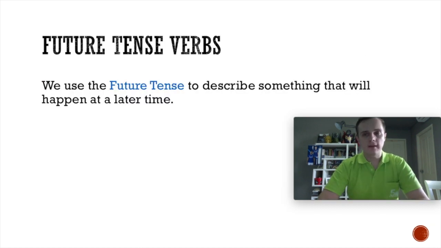So as well as present tense, which describes something that happens now, and past tense, which describes something that happens before now, we use future tense to describe something that will happen at a later time, like this afternoon, or tomorrow, or in 5 years' time. Then we use future tense.